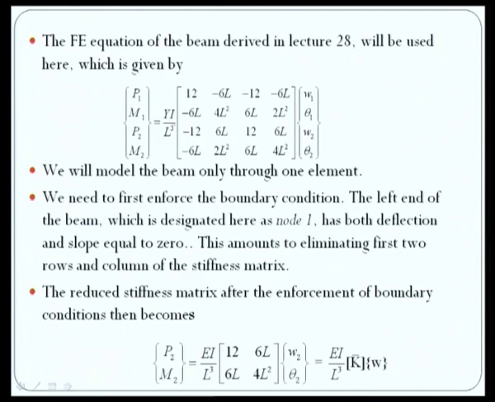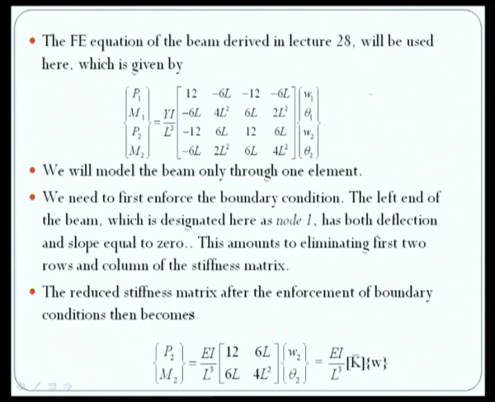which is basically YI by L cube. Y is the Young's modulus, given by this matrix related to W1, the transverse degree of freedom, theta 1, the slope at node 1, W2, the transverse displacement at node 2, and theta 2, the rotation at node 2. So we will model this beam through only one element here, and we first need to enforce the boundary conditions.